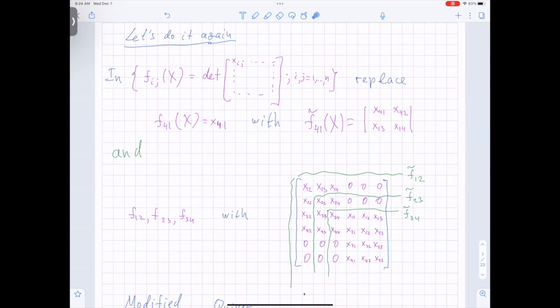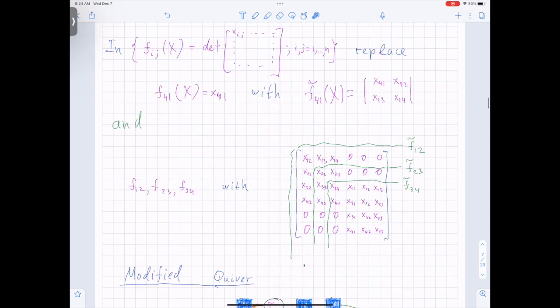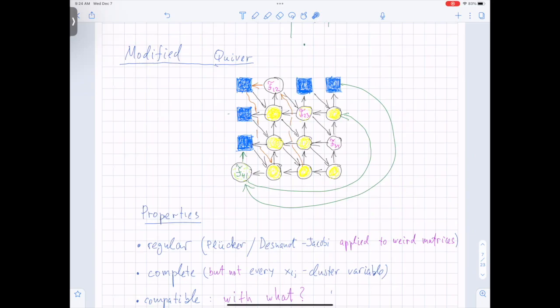Same story. Now I'm going to do something to several more functions. So remember, in each vertex of my graph, there was a function with xij in the upper left corner. So I still have this function with xij in the upper left corner. So it was x12, x23, x34, but now they are again minors in some strange matrix, obtained by taking two blocks and just gluing them askew together. And the claim is that I have to modify my quiver even further. This is how it will look. The yellow vertices are still our original functions. But again, we have something which is regular, which is complete, but we don't know whether it's compatible.